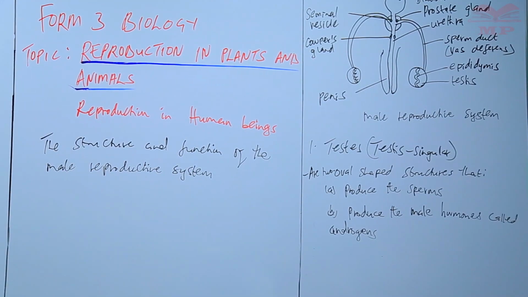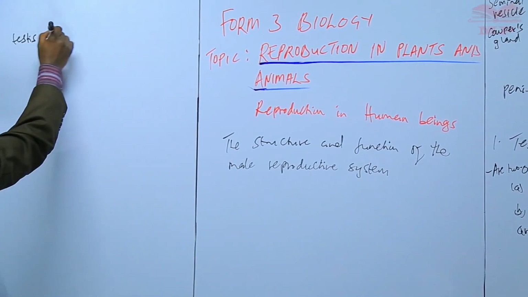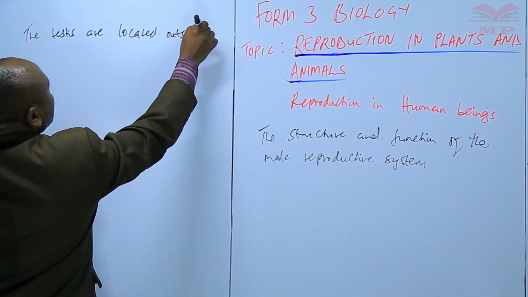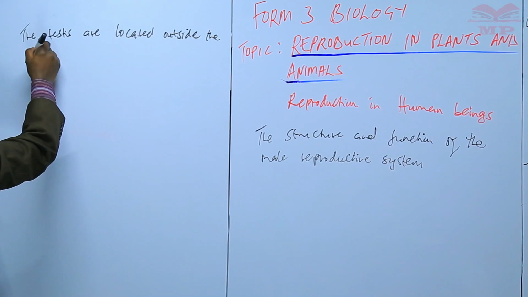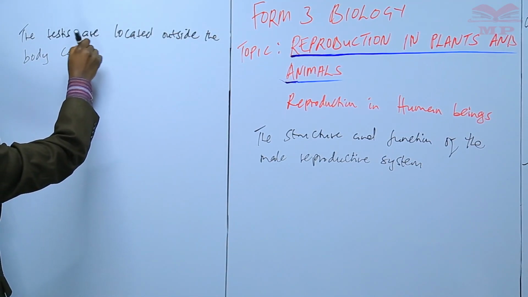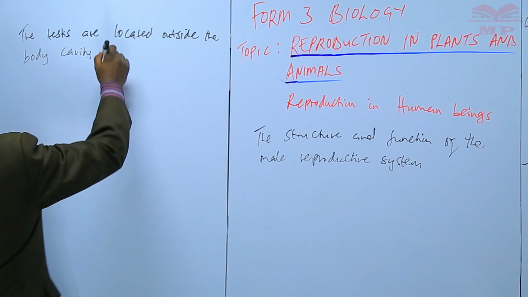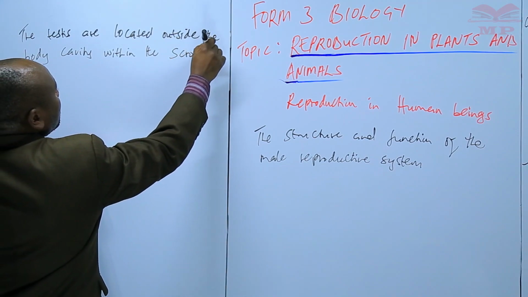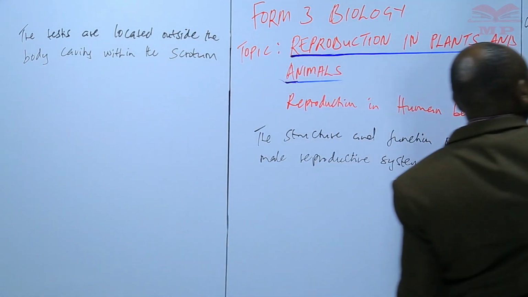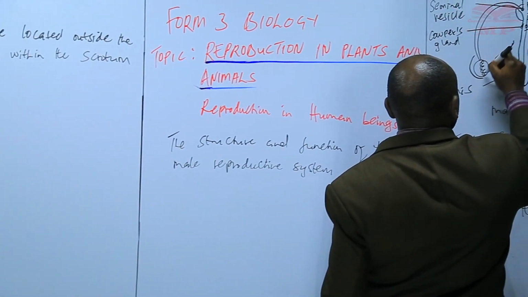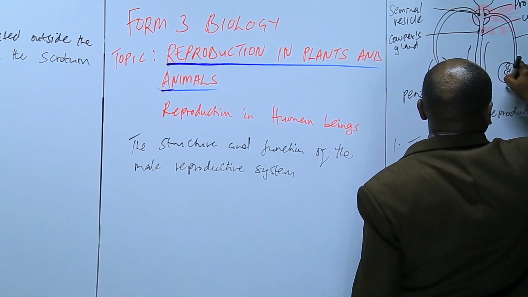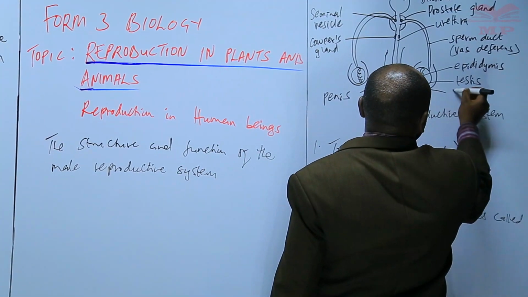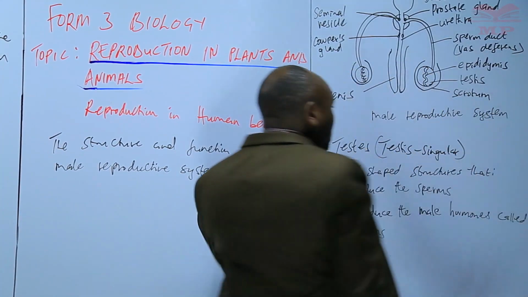We can also say that the testes are located outside the body cavity, within the scrotum or the scrotal sac. So you can also show that. So you have the scrotum there.